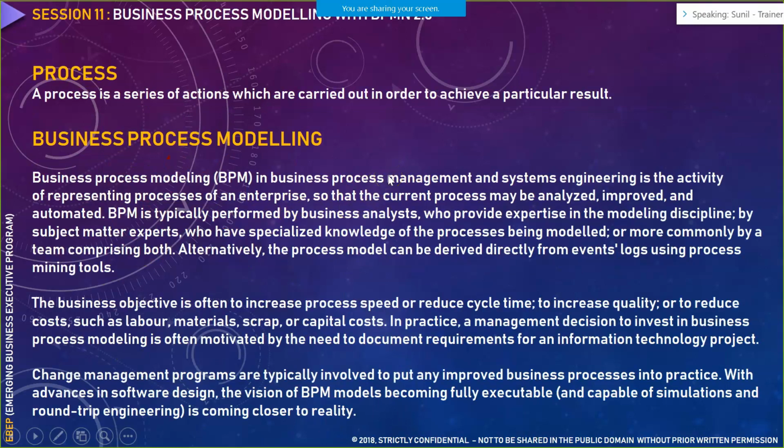A process is nothing but a series of actions which are carried out in order to achieve a particular result. So we have a particular set of inputs, then we do a certain set of activities or actions in a given system context in order to achieve a particular result. In order to perform those actions, processes are very crucial to a particular system.